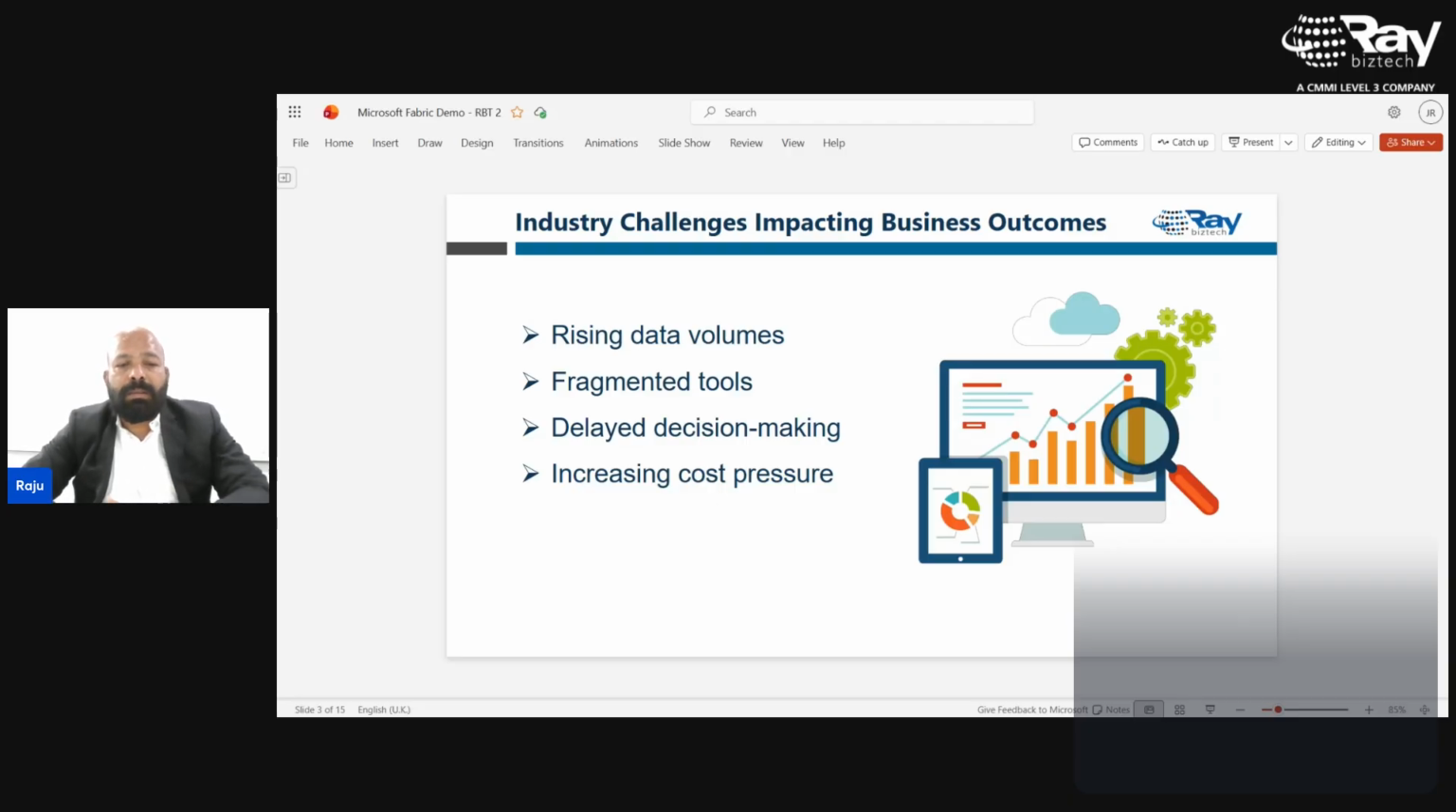This increases cost pressure. For example, you have SQL Server, Oracle, Teradata, SSIS, Informatica, Alteryx. You have a target database, and you have analytical tools like SSRS or Tableau or Power BI. You need to pay license fees for all the individual vendors.